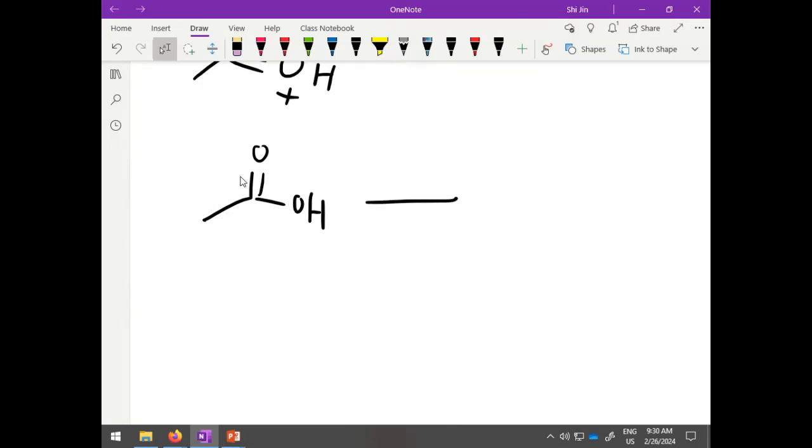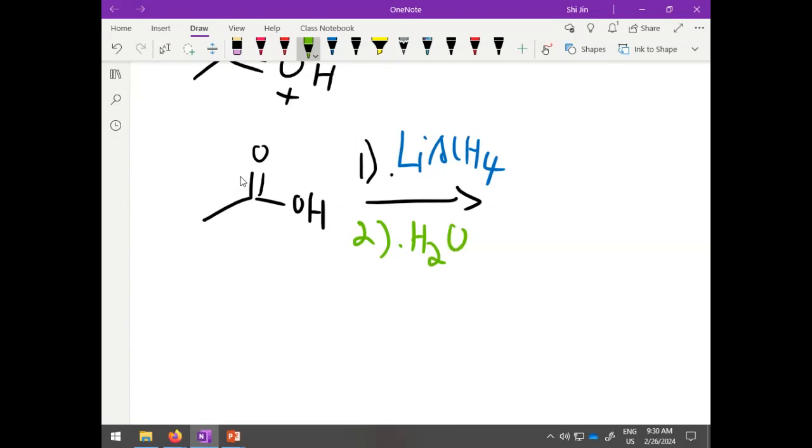So if you want to reduce this, typically you want to use lithium aluminum hydride in the first step. Then in the second step, you add some water to work up, and then you will get the two hydrogens on the carbonyl carbon, and the OH remains the same, and this hydrogen is from the water.